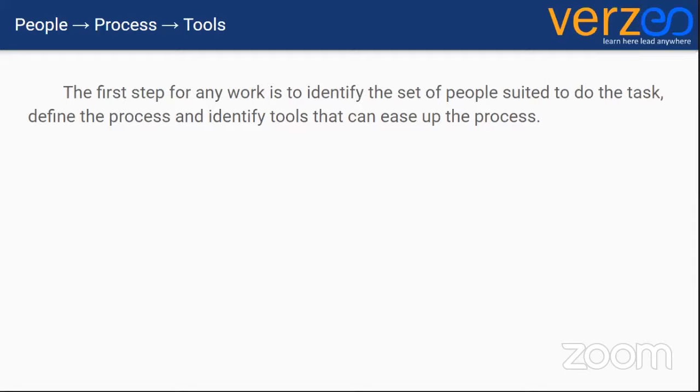DevOps should identify proper people to do proper tasks. For example, the first thing to do is create a team which is capable of doing the process that you are going to define. So first identify the people. People come first, then process, then define your process end to end from your source code check-in to deployment.